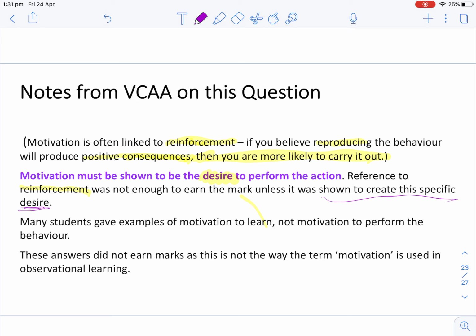So many students gave examples of motivation to learn, but not motivation to perform the behavior. So look back over your answers. Are they motivation to learn something, or are they motivation to perform the behavior? Answers that did not earn marks, as that's not the way that the term motivation is used in observational learning.